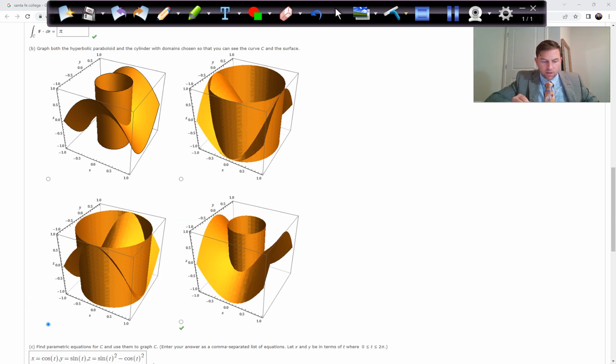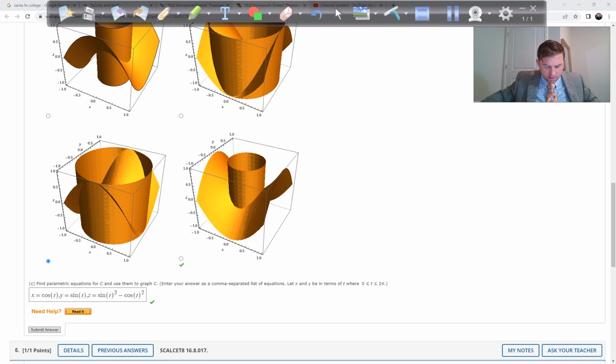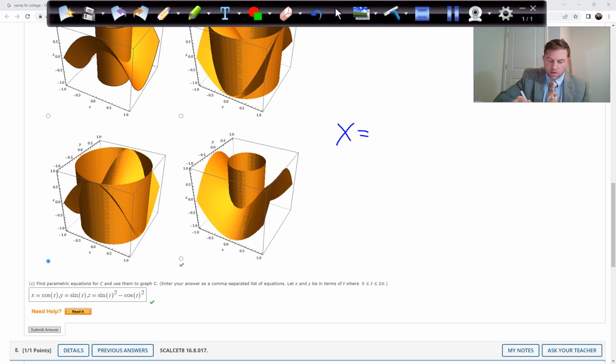Okay, that would be part B. There's 3 parts to this. And then it says find parametric equations for this. So there's not much to even write here. We're going to use x equals r cosine t, y equals r sine t.